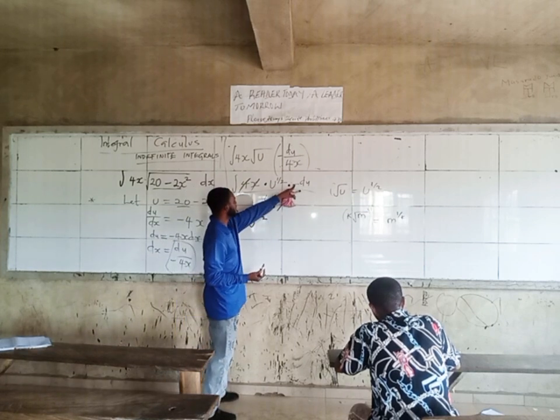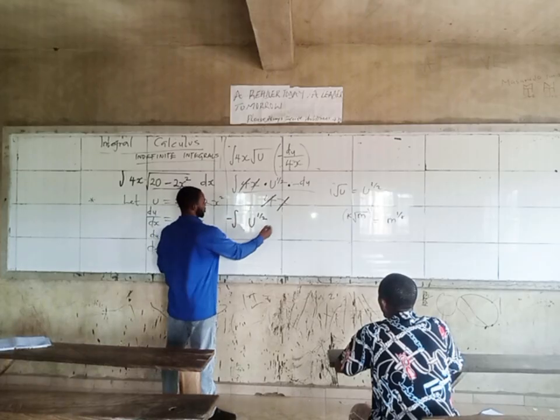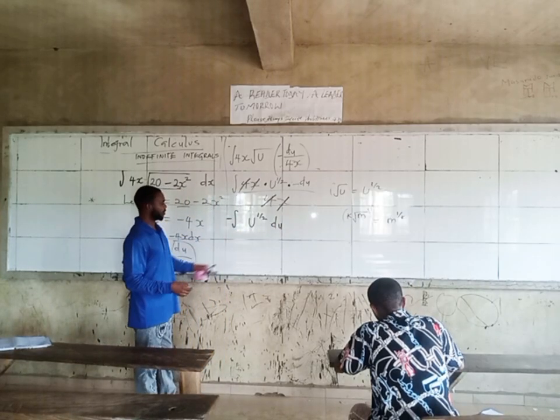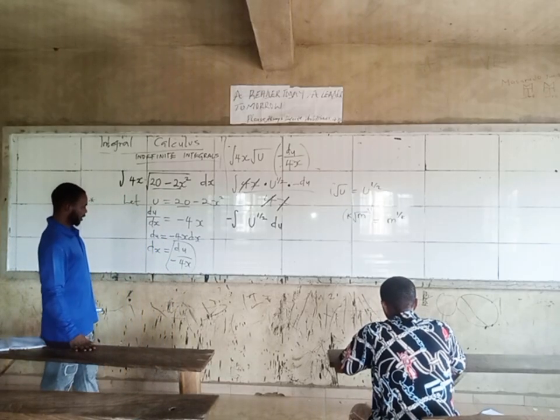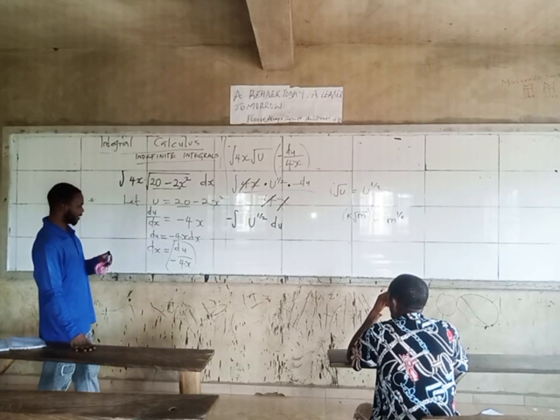Now the minus sign I have here, I can bring it out to this side, minus du, so that by the time I finish integrating, I can bring the minus back. So this is now the integral of u raised to the power 1/2 with respect to u.